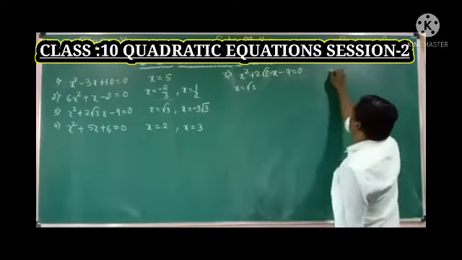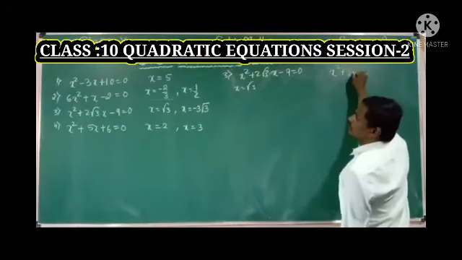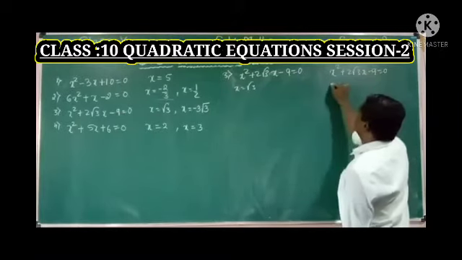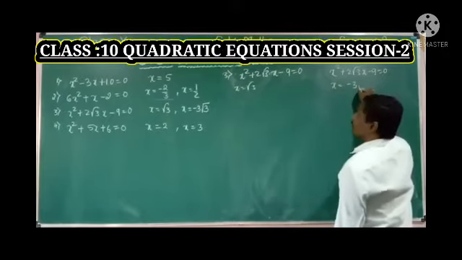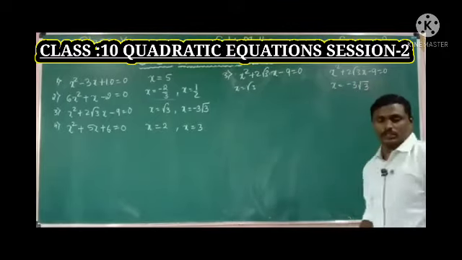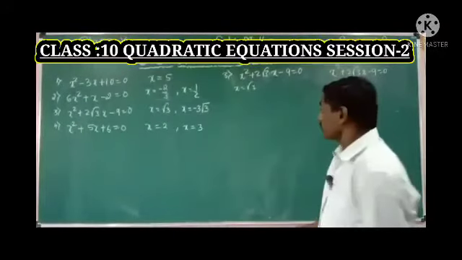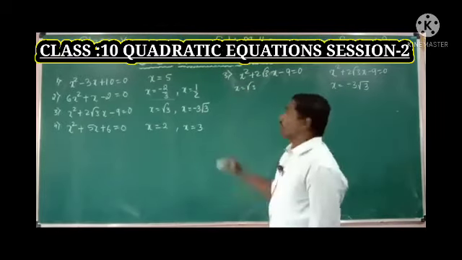Take one more, because they gave two roots. x square plus 2 root 3 x minus 9 is equal to 0. Here x is equal to root 3 and minus 3 into root 3. So first, substitute the x value in the given quadratic equation.